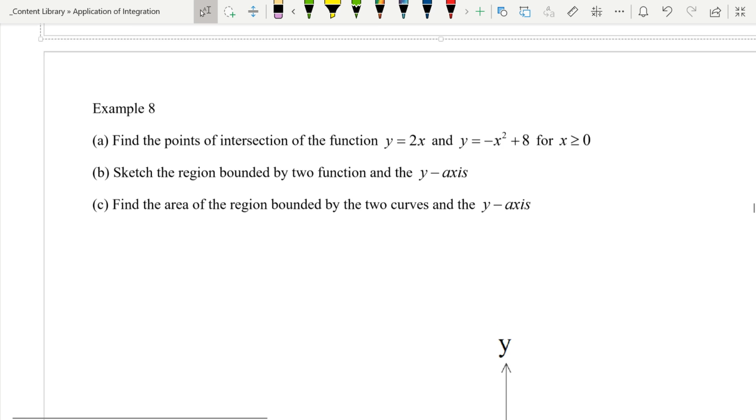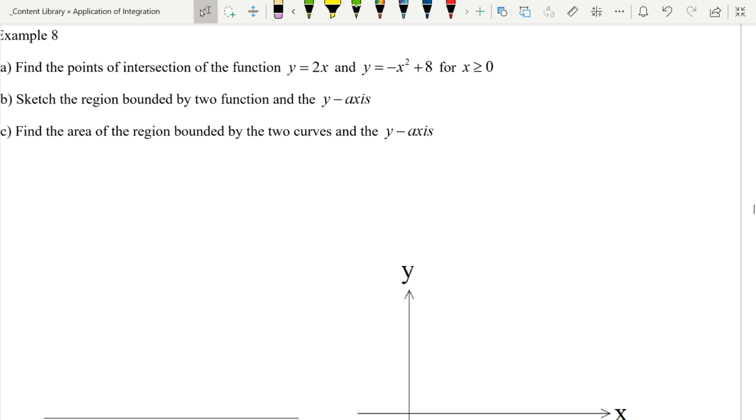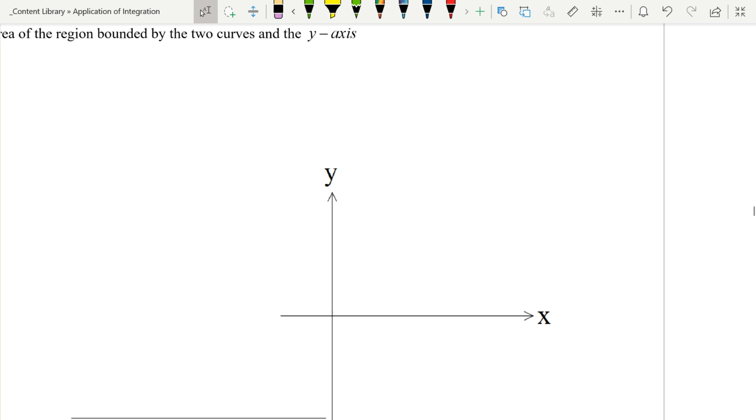Okay, example 8. Find the points of intersection of the functions y equals 2x and y equals negative x squared plus 8. So y equals 2x. I'll just sketch that on the graph first, and be aware of the domain. The domain is greater than or equal to 0.